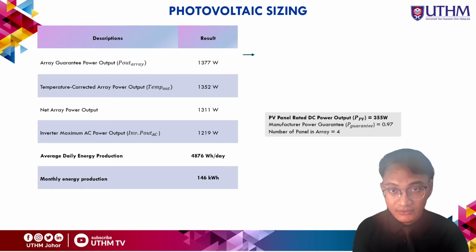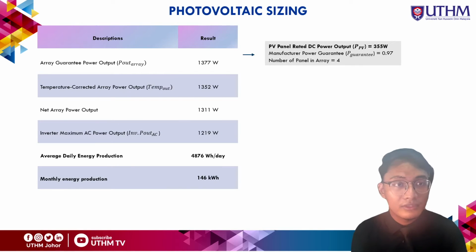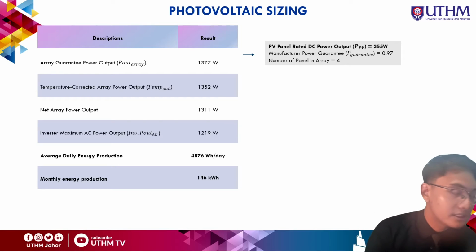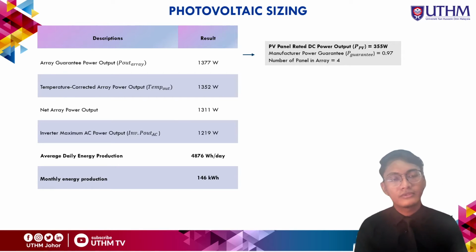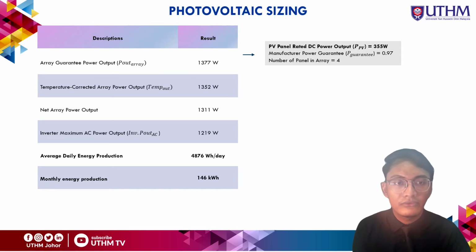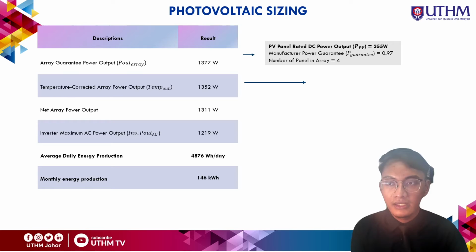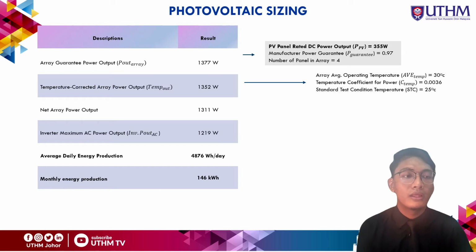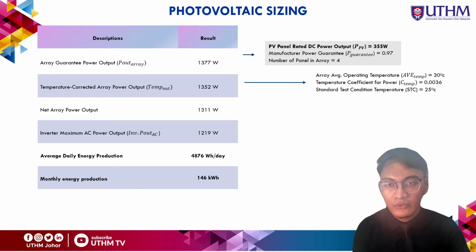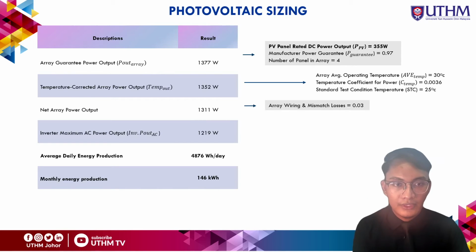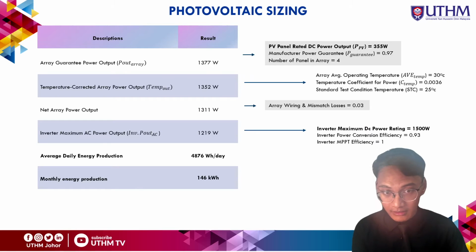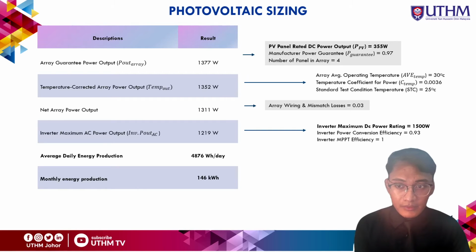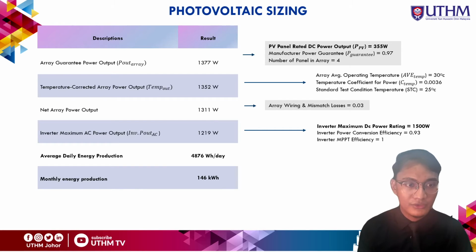Photovoltaic sizing, which is for the PV array, I will choose 350. The PV panel rated is 355 watt, the power guarantee is 0.97, and the number of arrays is 4. So we got 1377. For the temperature corrected power output, it is 30 Celsius and 0.0036 with 35 Celsius STC, which produces 1352 watt. The net power output mismatch is 0.03, and the power inverter maximum AC power output is 1500 watt with 0.93 efficiency.